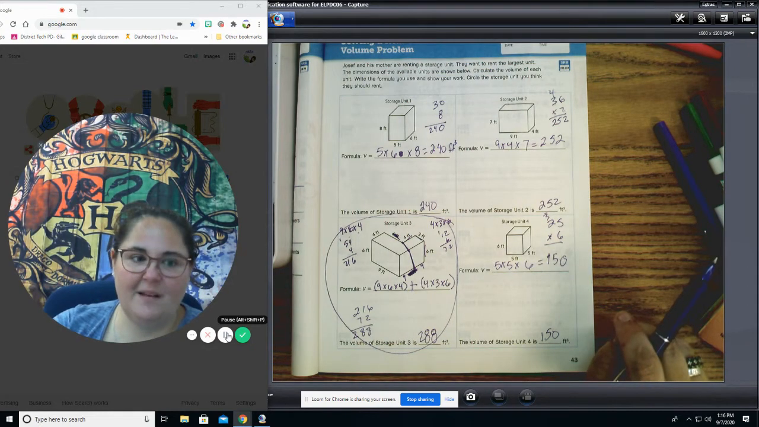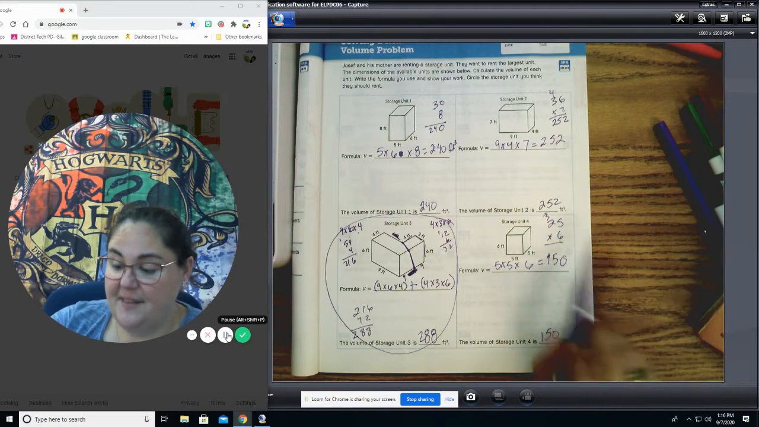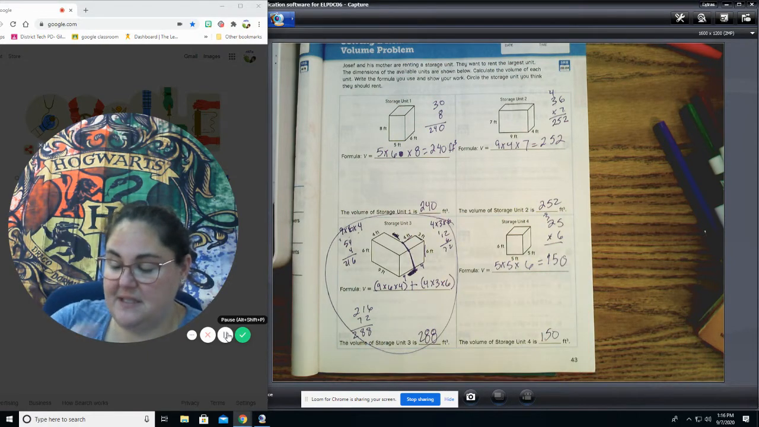They should rent that one. It does have more space. There are some that are close, but that one is definitely the biggest. Okay?